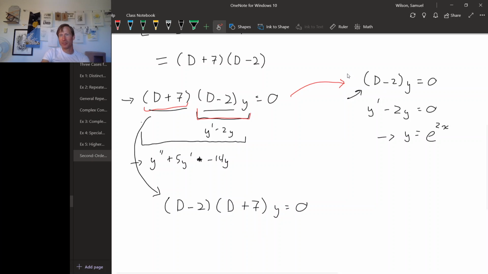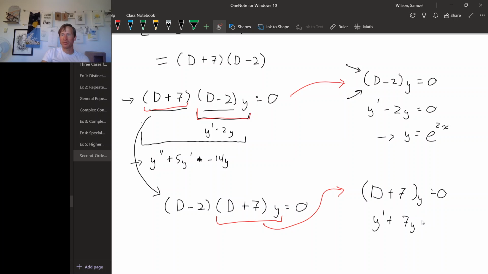So since we can turn them around like this, rather than looking for solutions to this first order equation, we can now notice we've got this other first order equation, D plus 7 applied to y equals 0, which is really the differential equation y prime plus 7y equals 0. And this has a solution that, again, you can write down just by looking at it. It's e to the minus 7x. And that's the other solution in the fundamental set that we got at the very beginning.